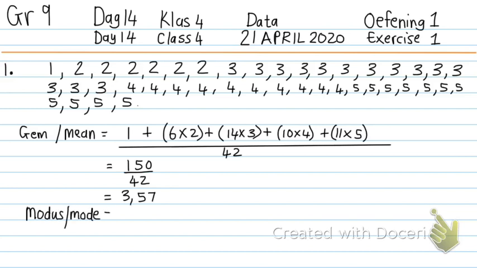Then the mode is the one that appears most. The one that appears most is 3. Then the median. The median is the middle one.